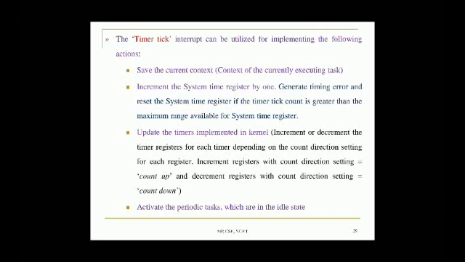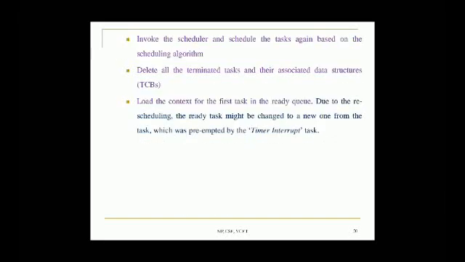Whether it increments or decrements purely depends on what kind of counting is happening for the register. If it is count up, the register increments, with the count direction set to count up, and if it is count down, the register decrements, with the count direction set to count down. It also activates the periodic tasks which are in the idle state. It takes care of the scheduling aspect too: it invokes the scheduler to schedule the task again based on the scheduling algorithms. It also deletes or terminates the data structures associated with a task once the task is completed, and it loads the context for the first task in the ready queue. This reloading of a task in the ready state is also very much needed.